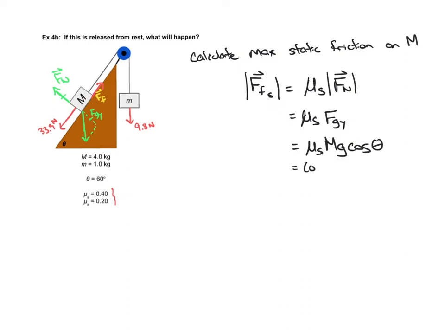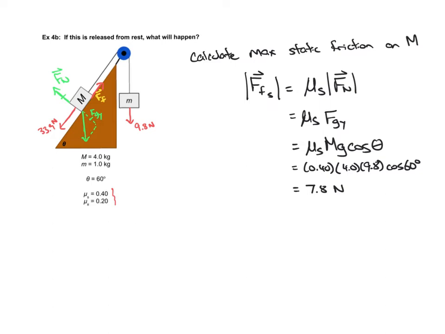So 0.40, mass is 4, 9.8, cosine 60 degrees. That's a nice angle for cosine. Cosine 60 is a half. All right, I'm going to calculate this up. And I'm getting 7.8 newtons. Okay.